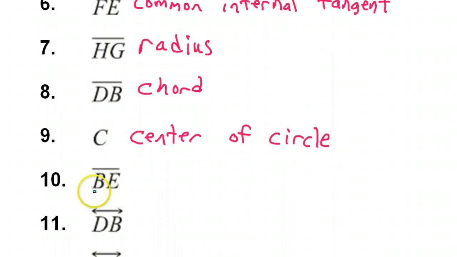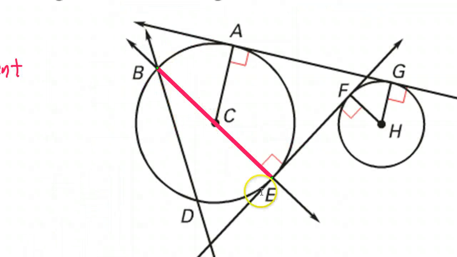Okay, how about segment BE? Here's segment BE. What do we call that? That is a diameter. Alright, it's a chord, but it's going right through the center of the circle, so that's called a diameter.